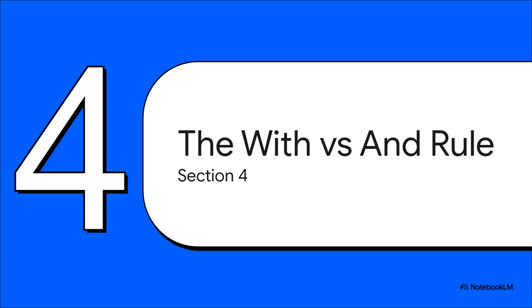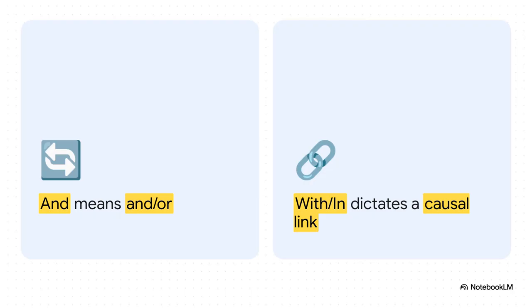Okay, let's look at Section 4, the with versus and rule. These are easily the most subtle phrasing conventions in the guidelines, but man, they pack a massive punch. The word and in a code description actually means and/or, which gives you a bit of flexibility. But the word with, or sometimes you'll see in, strictly dictates a linked causal relationship. And according to the guidelines, this link must be assumed. Take a patient who has diabetes with chronic kidney disease, for example. You don't actually need the doctor to explicitly state that the diabetes caused the kidney disease. The word with just assumes it for you.